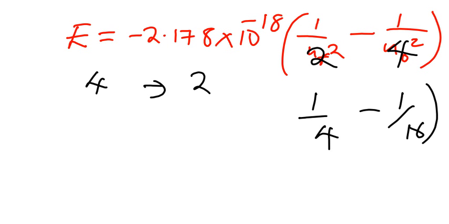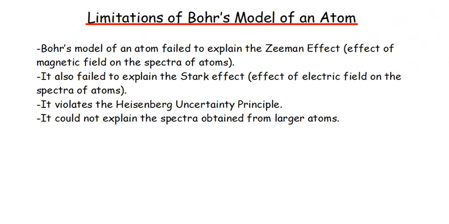You understand that 1 over 4 is bigger than 1 over 16. So in the brackets, if you subtract, you get a positive solution multiplied by the negative that is there, so it remains negative. That tells us that the negative represents a loss in energy. The opposite is true: if it was moving from 2 to 4, you'd get a positive answer, telling us the electron had gained energy. And then, in conclusion, you can talk about the limitations of Bohr's model.